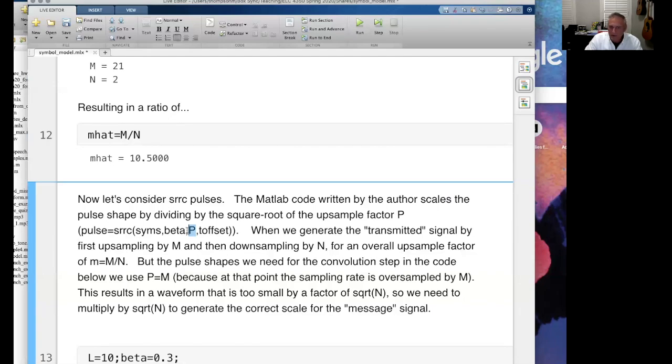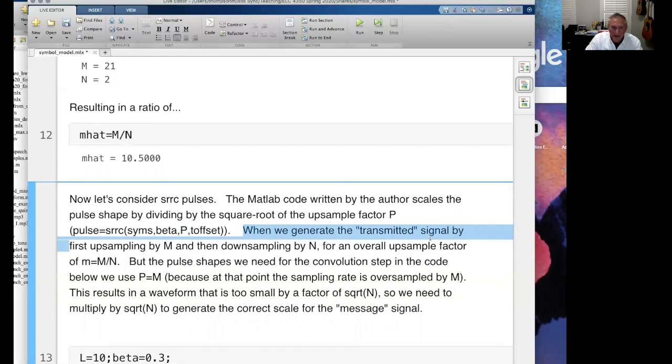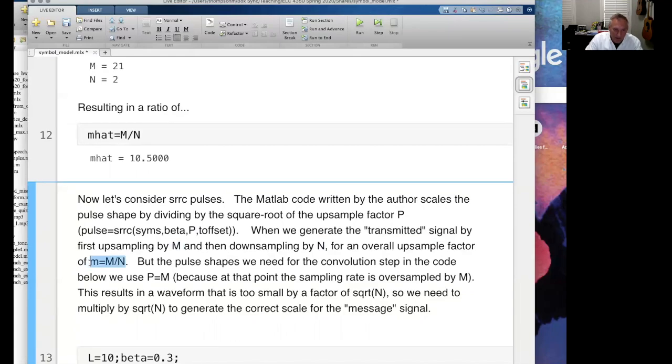Okay, so he has that in documentation as P. We start by letting P equal M, so that we can look at the different cases involved for the upsample factor. I want to point out that we generate the transmitted signal by upsampling by capital M. Capital M is typically bigger than lowercase m, because many times you have to downsample by an n value that's not equal to 1. But what we want ultimately is this upsample factor of m.